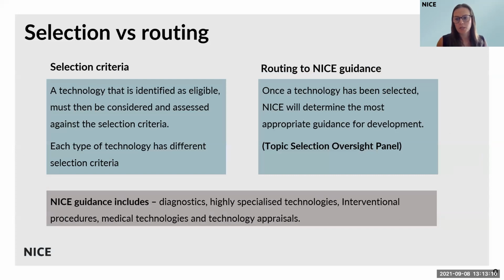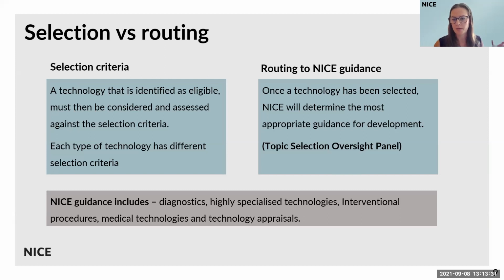For this slide, I just wanted to really try and show to stakeholders what we actually mean in topic selection by selection and routing. So the selection criteria is where a technology has been identified as eligible, and that must then be considered and assessed against the selection criteria. So they almost kind of go through 3 hoops, if you like.